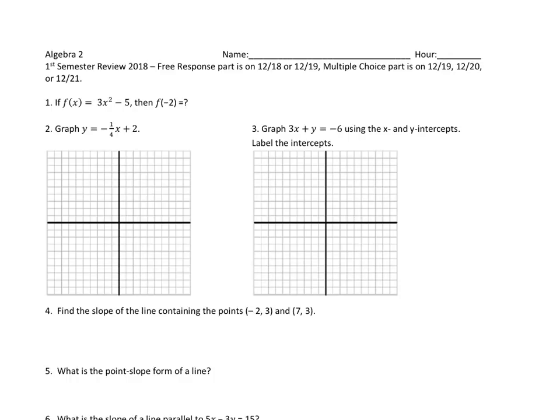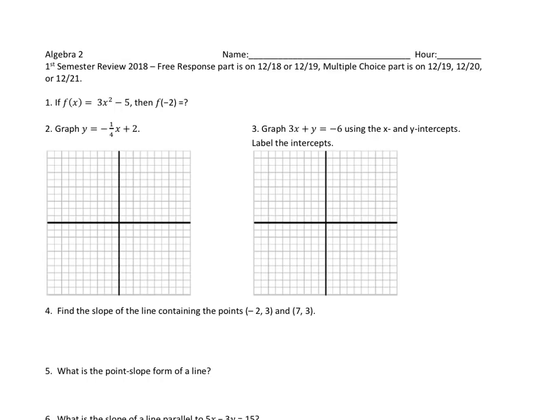Okay, this is page 1 of the Algebra 2 Fall Final Review. I'm going to go ahead and get going into the first problem. It's saying if f of x equals 3x squared minus 5, then f of negative 2 equals what? So what that's asking us to do is plug in negative 2 for x.